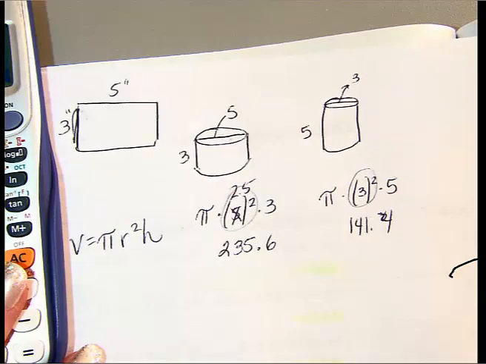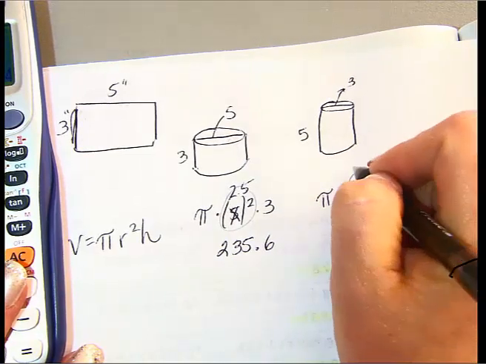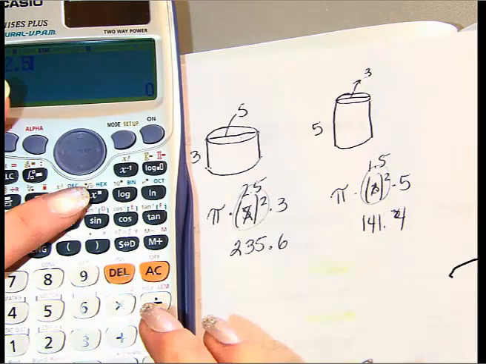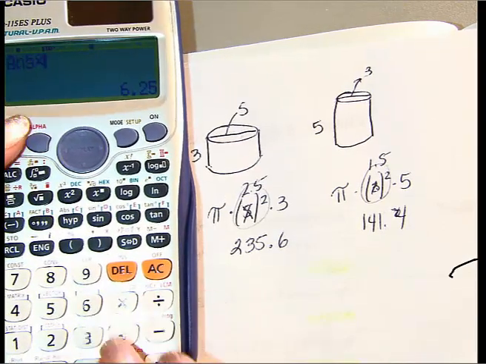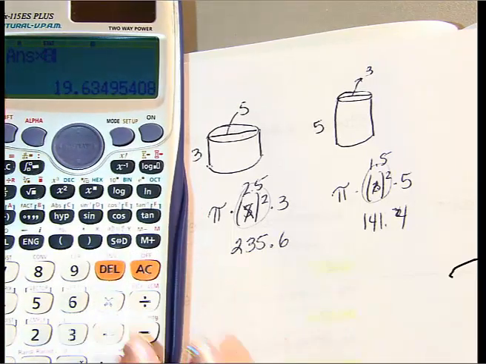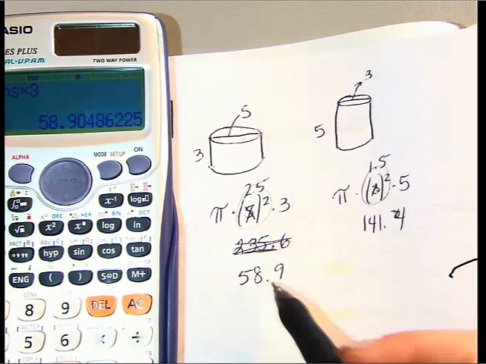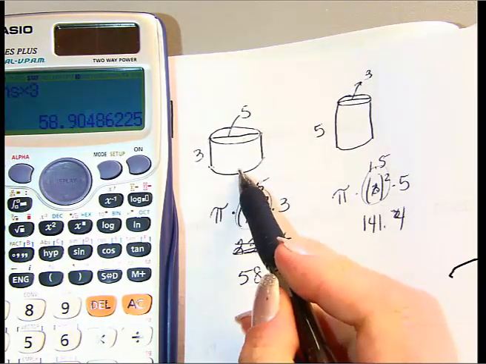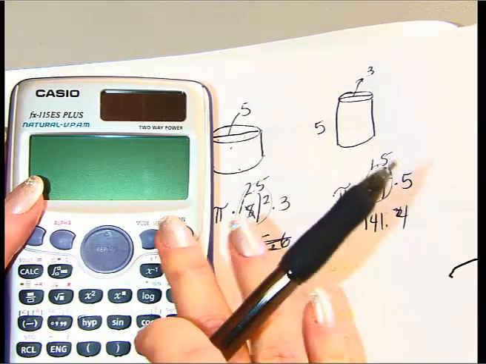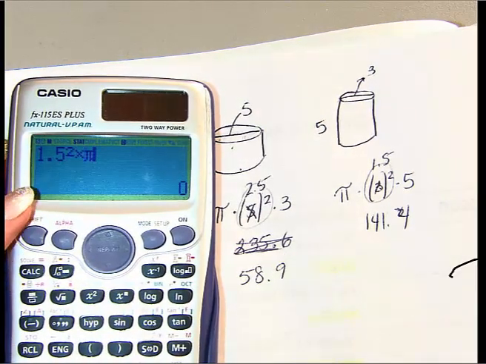So 5 divided by 2 is 2.5. I'm sorry, that was my mistake, and 1.5. So let's do that again. So now I have 2.5 squared times pi times 3, and this one is 58.9. That's much better. Remember, you don't want the diameter, you want the radius, so you have to divide by 2. This one is 1.5 squared times pi times 5, and you get 35.3.